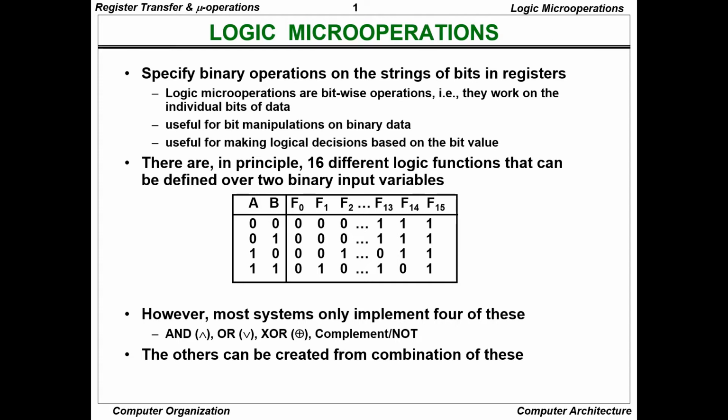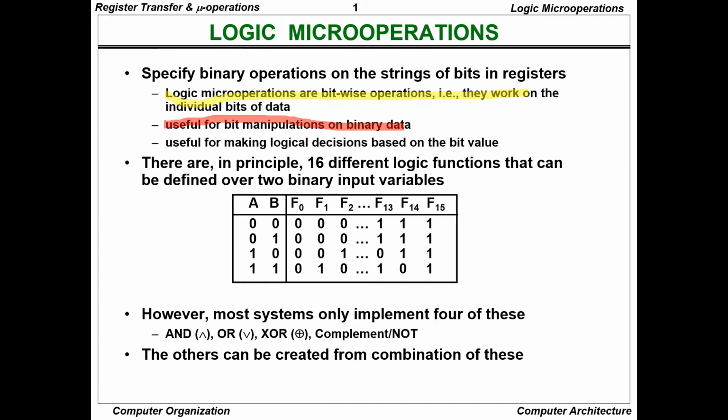Actually, they are specific binary operations on the string of bits in registers. Logic micro operations are bitwise operations, that is, they work on the individual bits of data. So these logic micro operations are nothing but bitwise operators. These are mainly useful for bit manipulations on binary data.